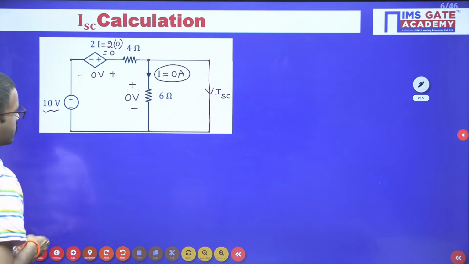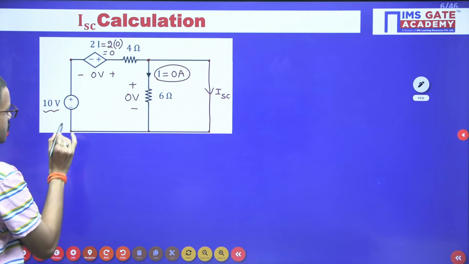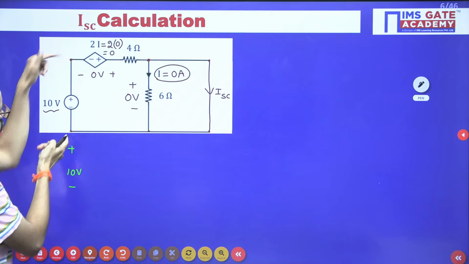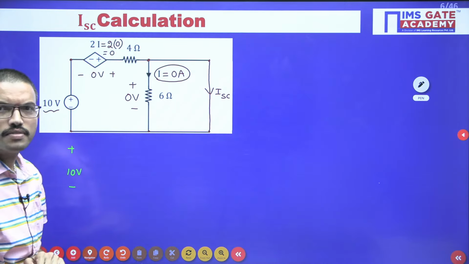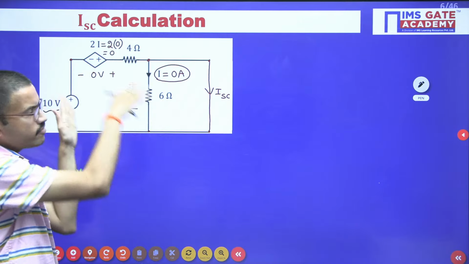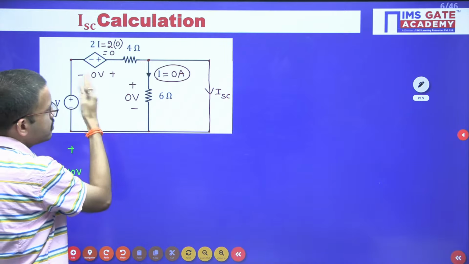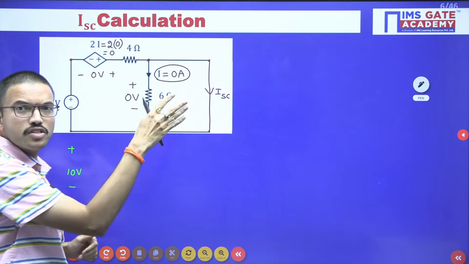See, just like the earlier concept. Here, I am having plus minus 10 volt. Between these 2 points, I am having one voltage value, 10. Consider it the other way. Here, 0 volt. Anyway, you can ignore. Here also 0 volt. You can ignore.